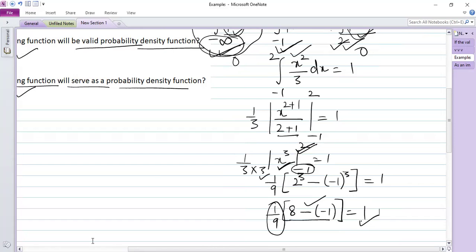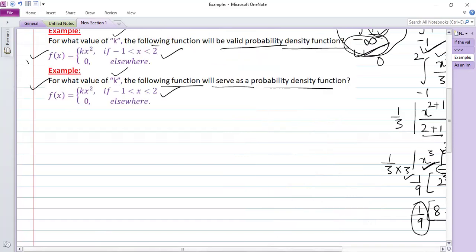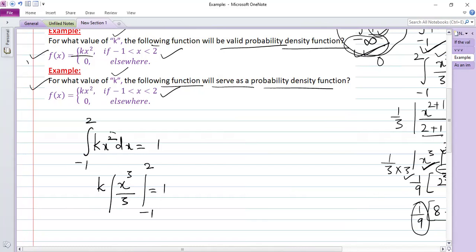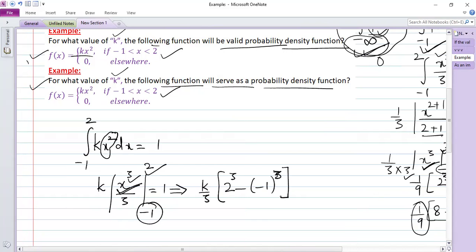So now, if this same question is asked in this way, so integration of kx square between -1 to 2, this must be 1. So k is constant, and so it is x cube by 3 once again between -1 to 2. It must be 1. Okay. So integration of x square is nothing but x cube by 3. And now here k by 3, and put x equal to 2, put upper limit. Minus, put x equal to -1. So -1 cube, it must be 1.